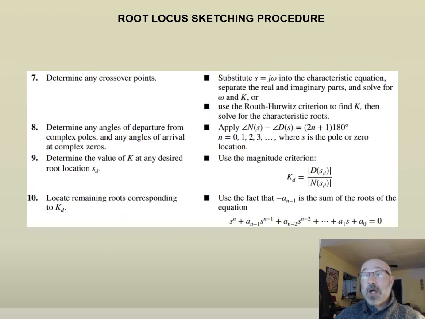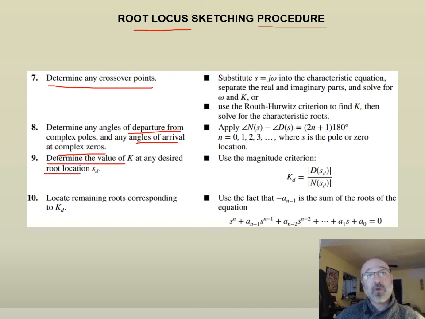As we continue on in this table for our procedure for sketching our root locus, we can go to step 7, where we're going to determine any crossover points. In step 8, we're determining any angles of departure from the complex poles and any angles of arrival at the complex zeros. And in step 9, we're determining the value of k at any desired root location. And lastly, we're going to locate our remaining roots.